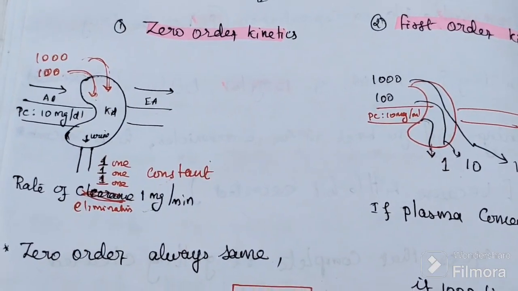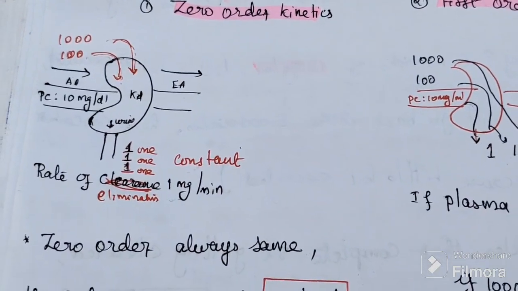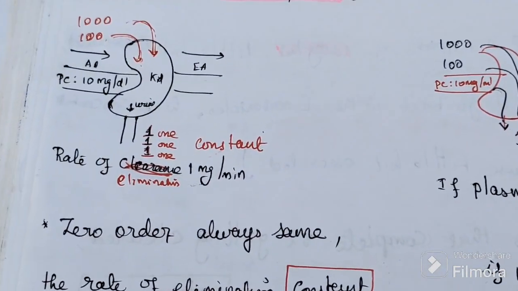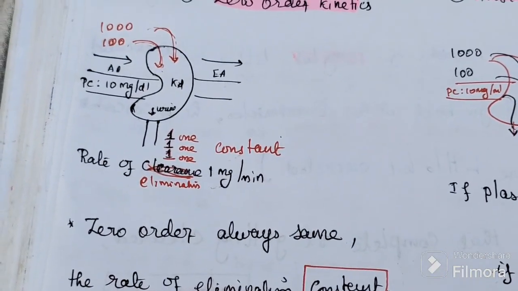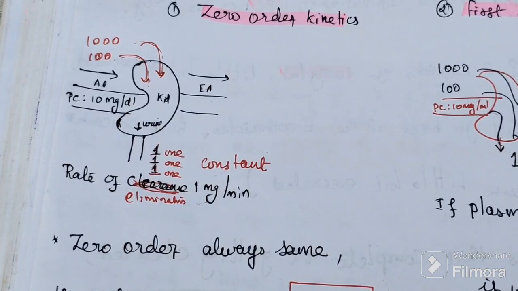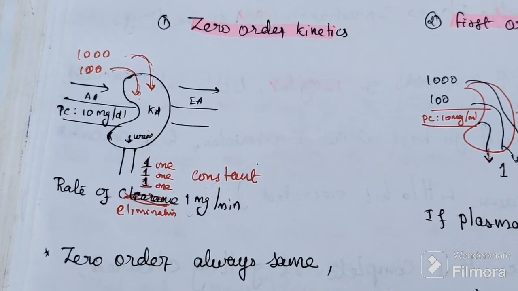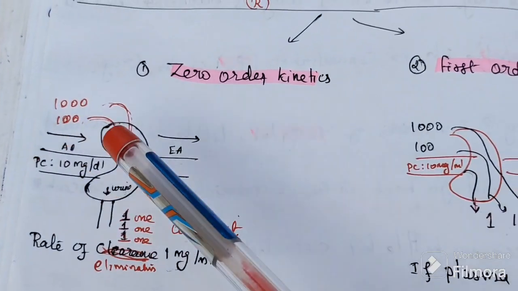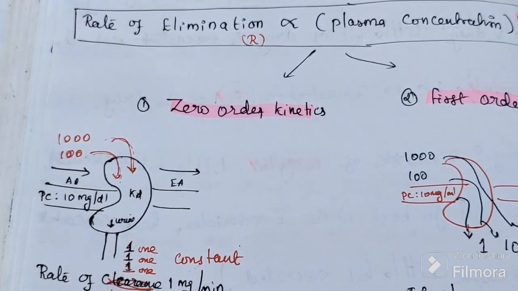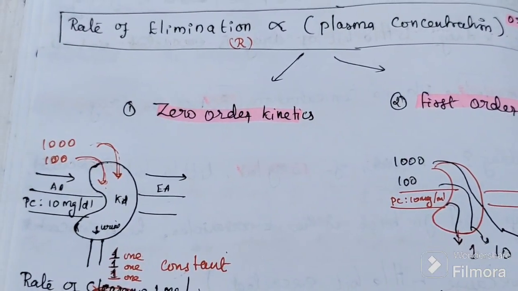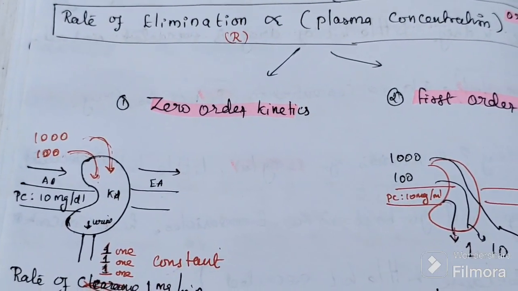We call this a perfect kidney, a disciplined kidney. It always excretes at the same rate. So in zero order kinetics, the rate of elimination is constant. Whatever the plasma concentration, whether it is increased to 100 or 1000, only 1 is excreted. The zero order is a fixed one.